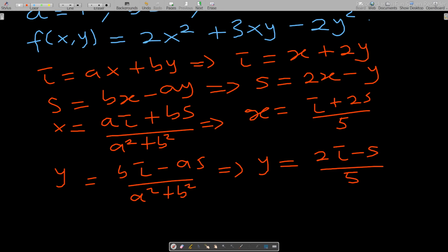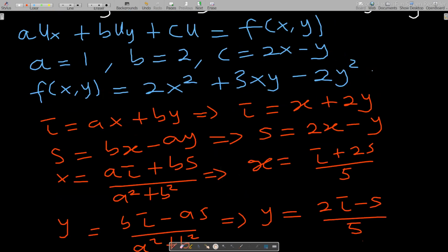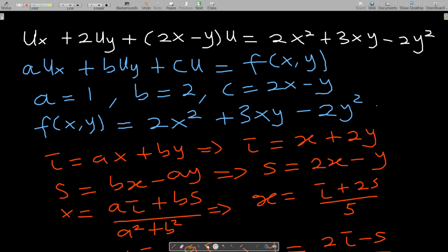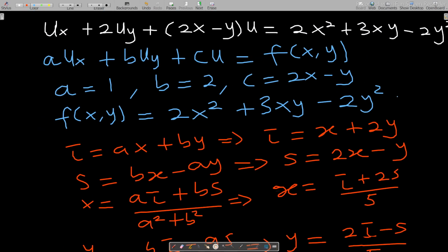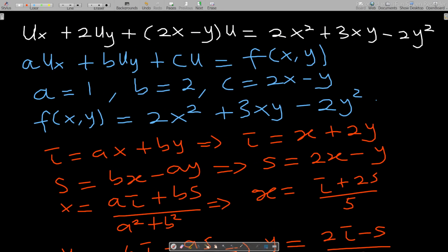So now what is my f of x y and what is my c of x y? My c is equal to, in this question, is this. Let me write it, let me show you too. This is my c, and you can see that this c is exactly the same as s. So in other words, if I want to transform c, that is c of x y, to s and tau, c is simply this s. Alright, so we can now transform our c to simply s.